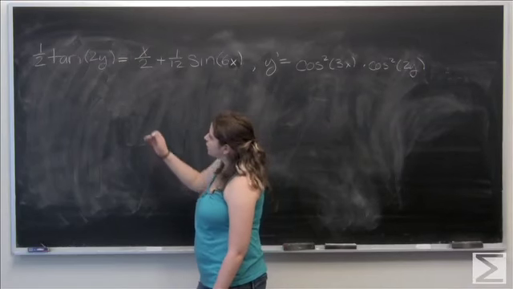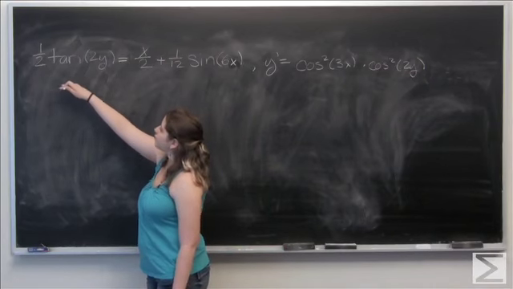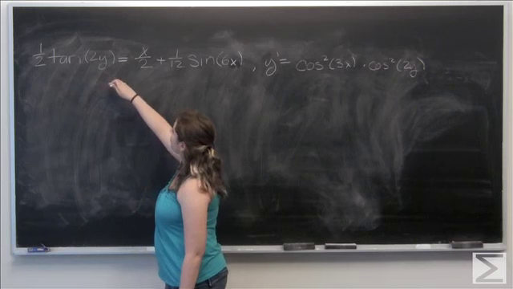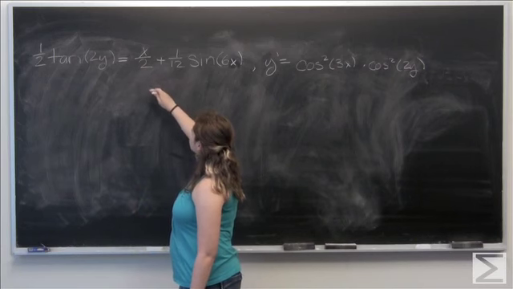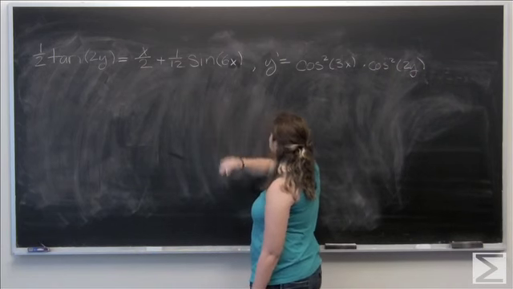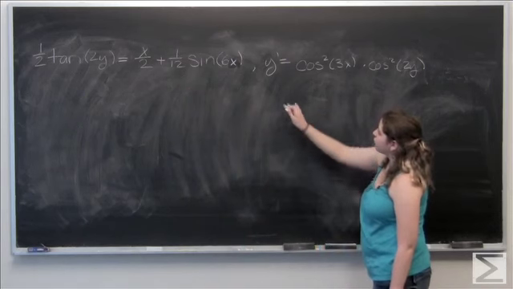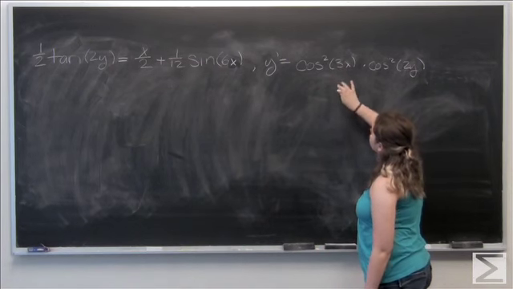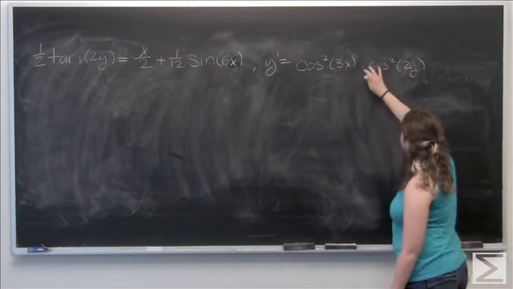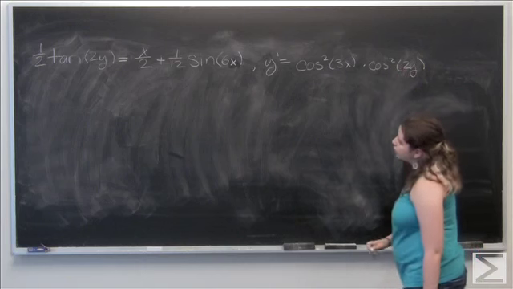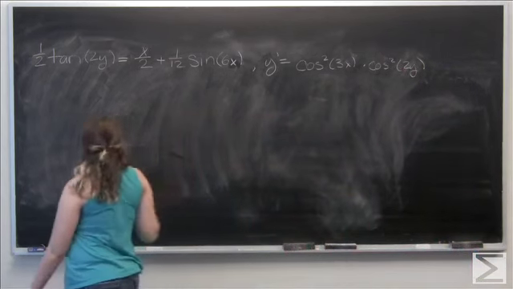Right, so we are given this equation, 1/2 tan(2y) = x/2 + (1/12) sin(6x), and we want to show that y' = cos²(3x) cos²(2y). So let's take some derivatives.